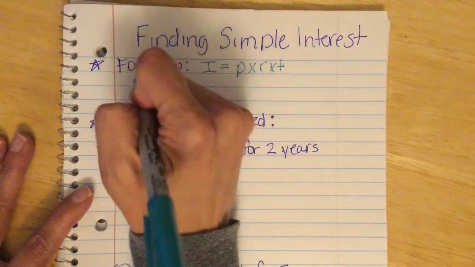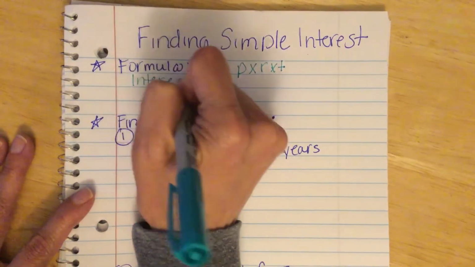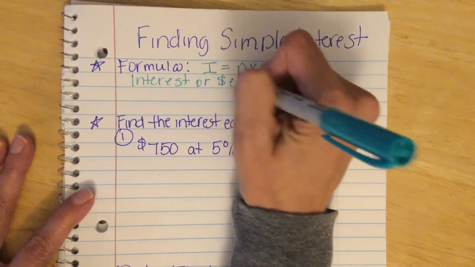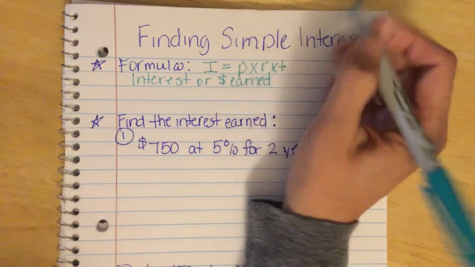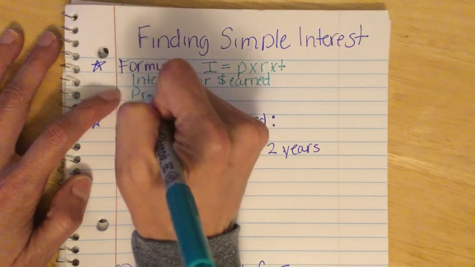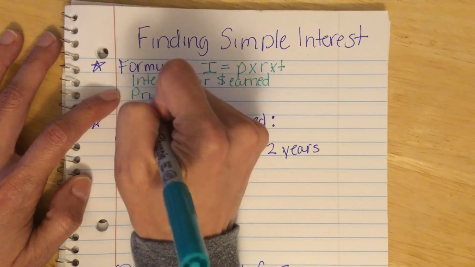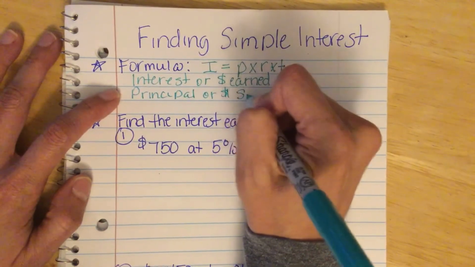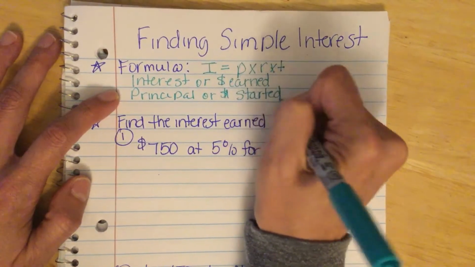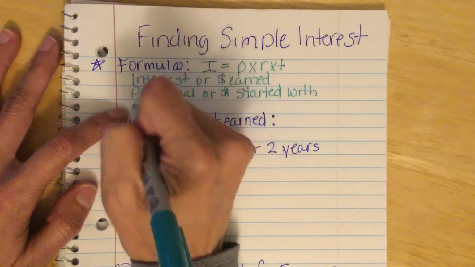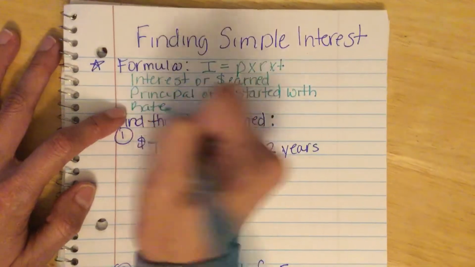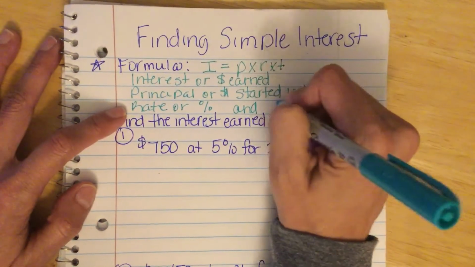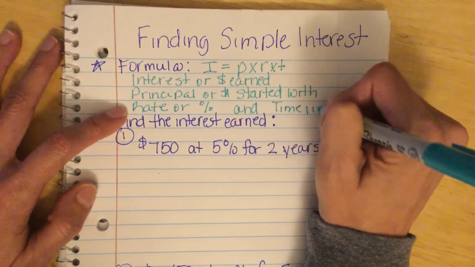Remember that I is the interest, or the money earned, P is the principal, or the money that we start with, R is your rate, or the percentage, and T is time in years.